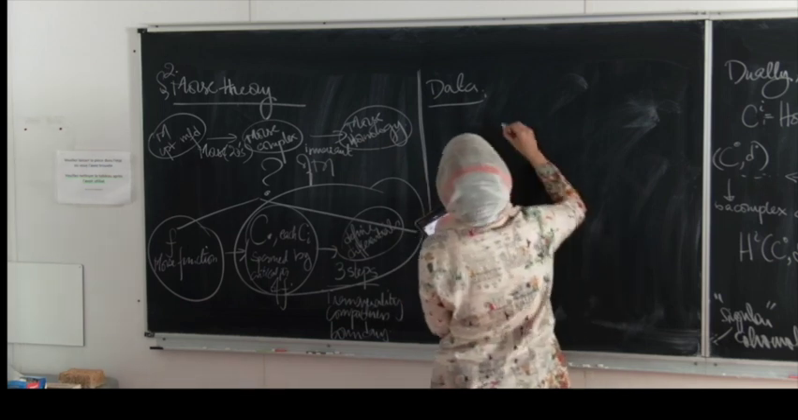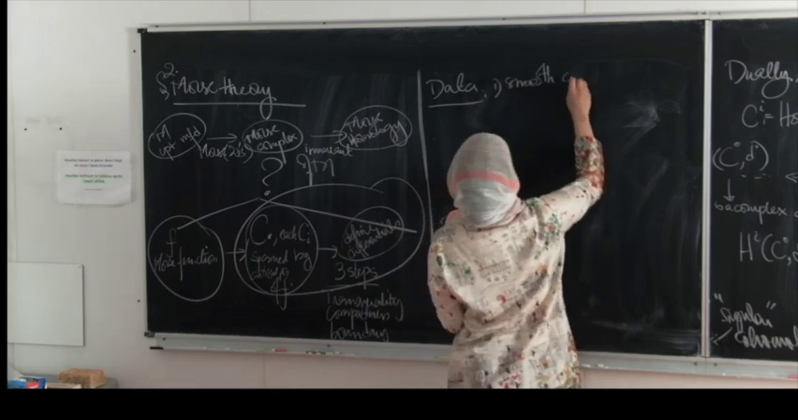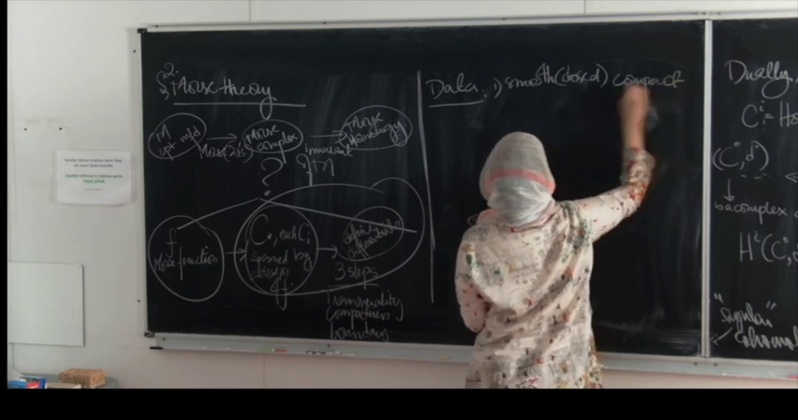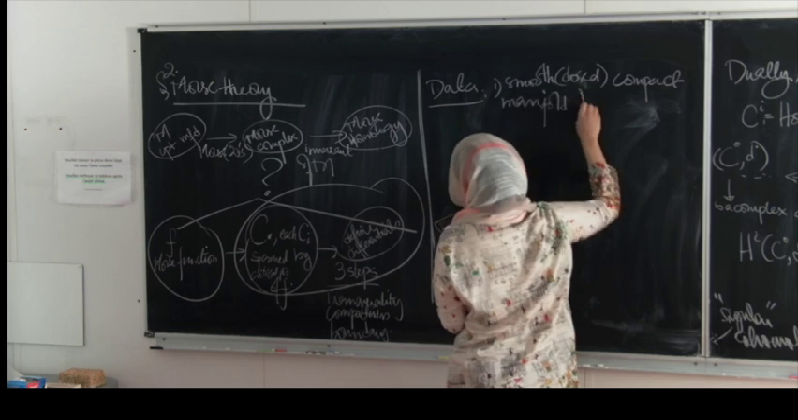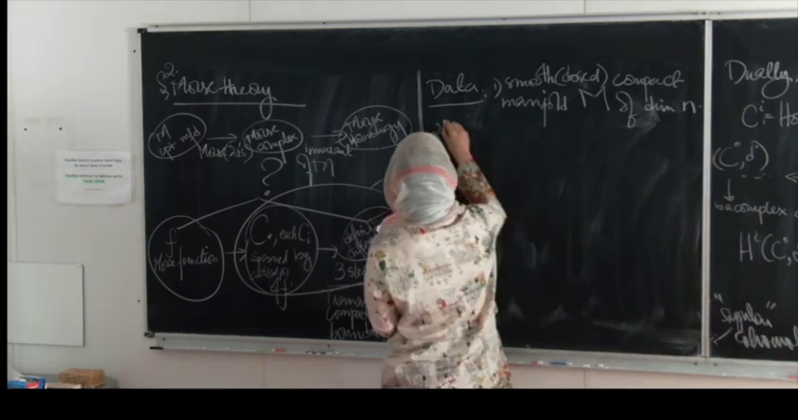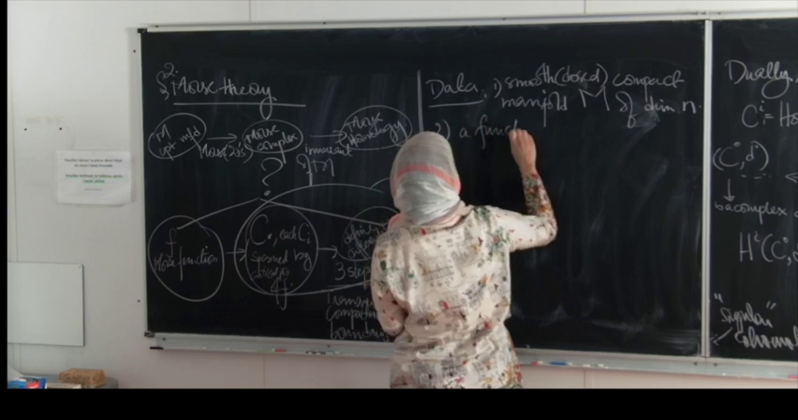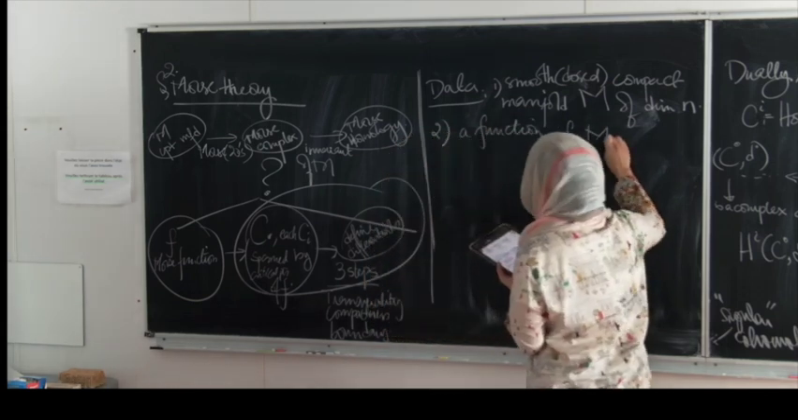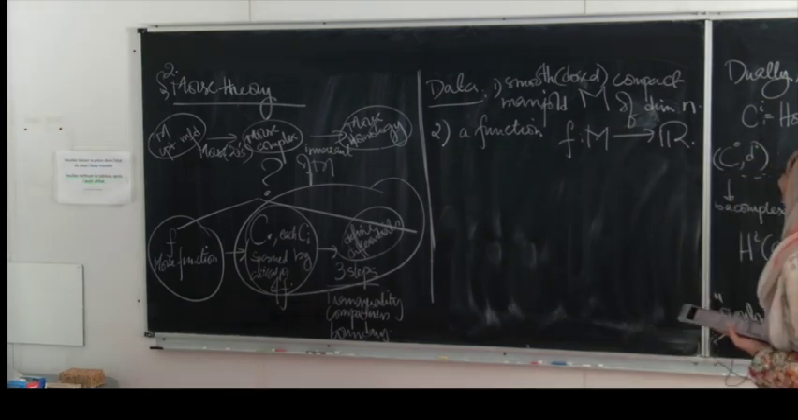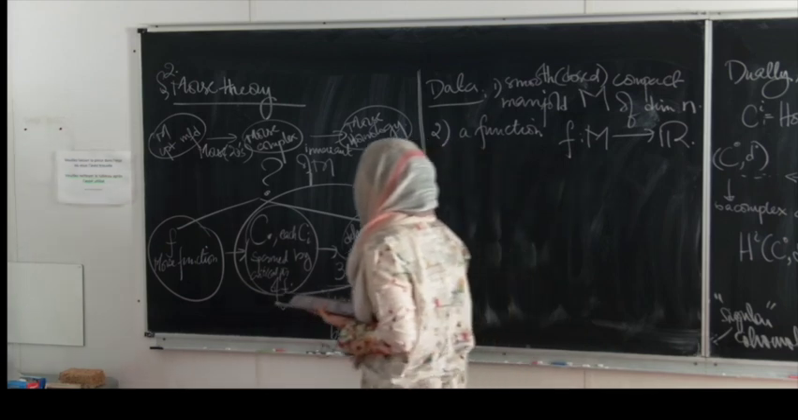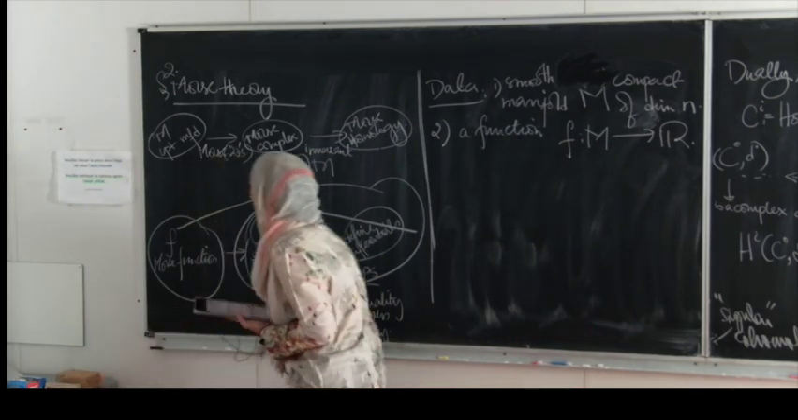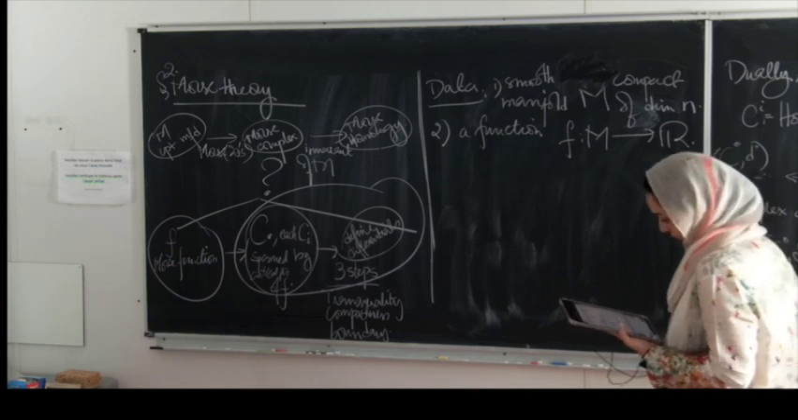The initial data is the following. You have a smooth, let's say closed compact manifold M of dimension n. Okay. And two, you have a function f on M to work with. So this M could possibly be with boundaries, but maybe I'll just make it smooth and compact. And you need a function on M to work with.